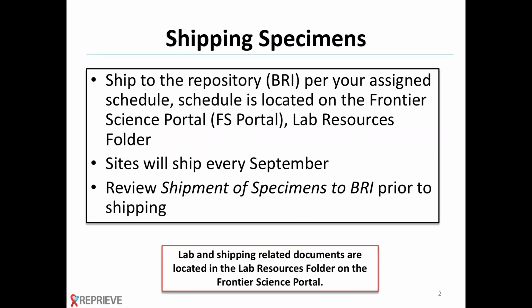So for shipping specimens, you're going to ship to the repository by your assigned schedule, and it's located in the lab resources folder on the Frontier Science portal. And that's the first website that I shared with you this morning. All the sites ship in September, and you want to review the shipments of specimens to BRI prior to shipping. You see down here our bullet point, all of the resources that we talked about are on our Frontier Science portal.